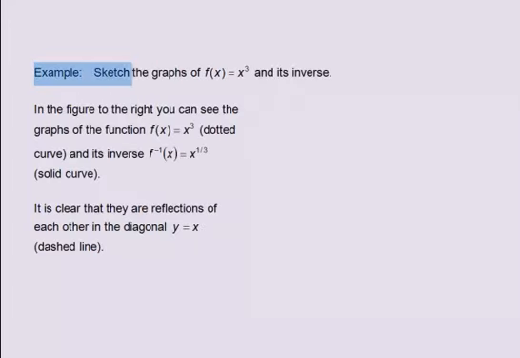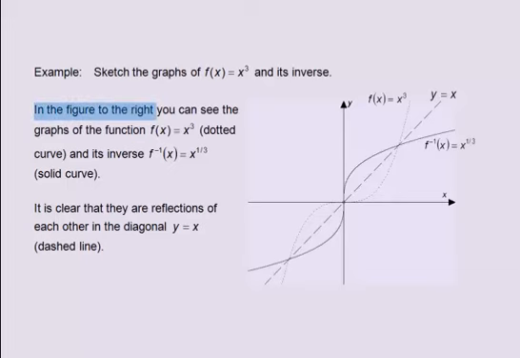Example: sketch the graphs of f(x) = x³ and its inverse. In the figure to the right, you can see the graphs of the function f(x) = x³, which is the dotted curve, and its inverse f⁻¹(x) = x^(1/3), the solid curve. It is clear that they are reflections of each other in the diagonal y = x, the dashed line.